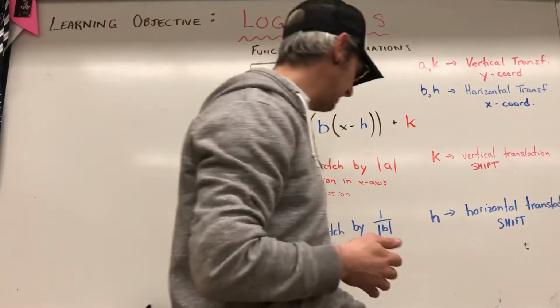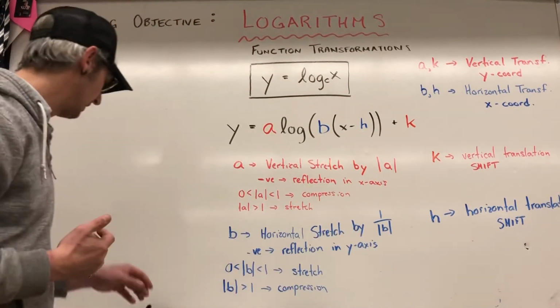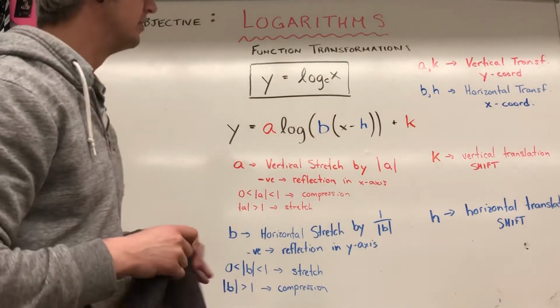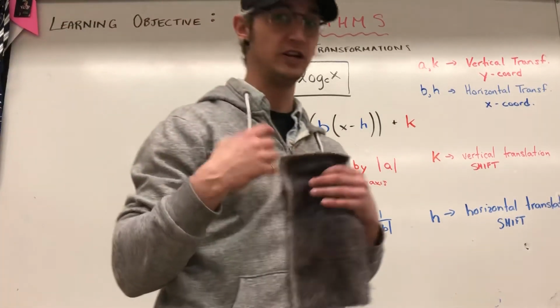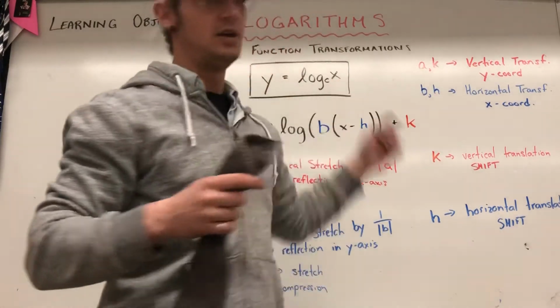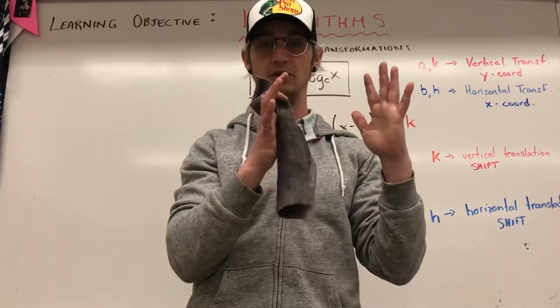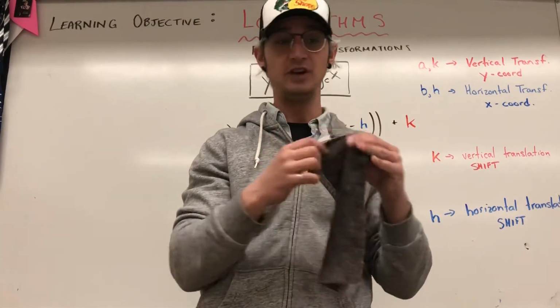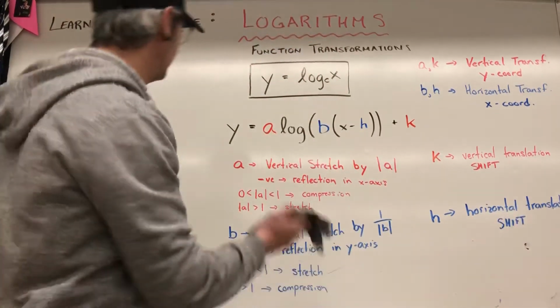So let's see what this looks like now in practice. We'll do a couple examples, and it's going to be the same thing. We're going to create a table of values for our original function, and then we're going to apply the transformations. Very, very straightforward. Let's do it.